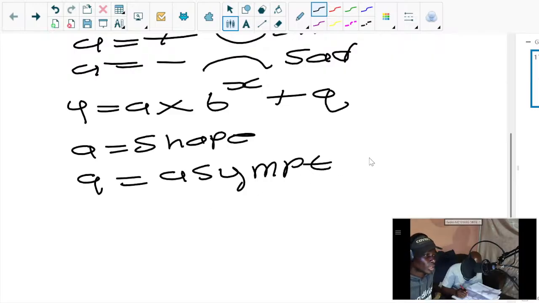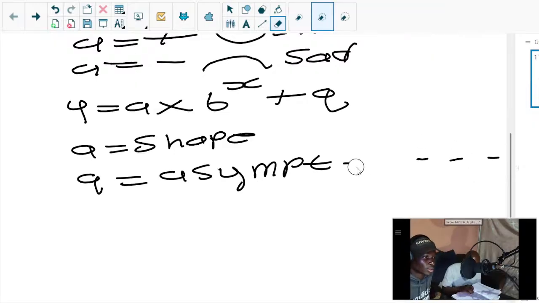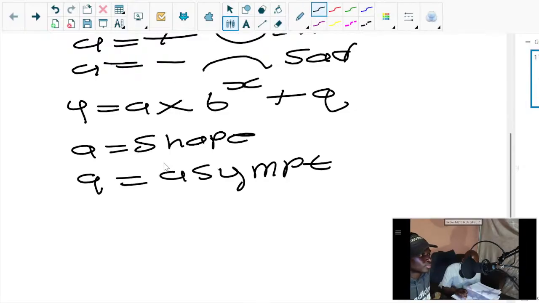For some of you who don't know what an asymptote is, it's that dotted line. It can be vertical, it can be horizontal. For this particular one, it's going to be a horizontal line. The asymptote on this one is the one that is telling us about y. Remember, a horizontal line tells you about y.